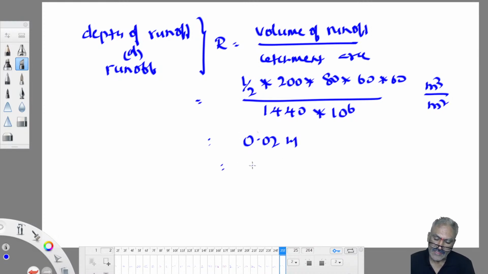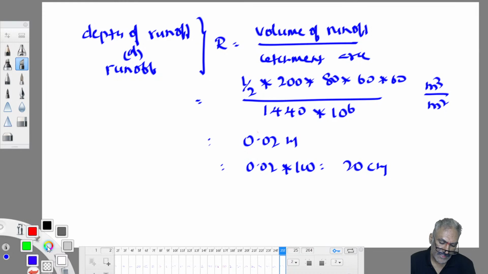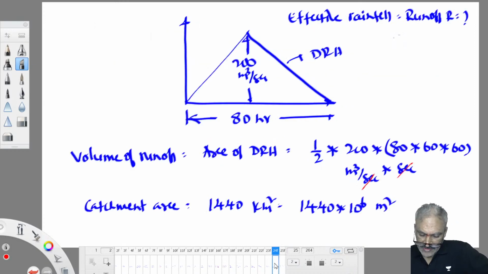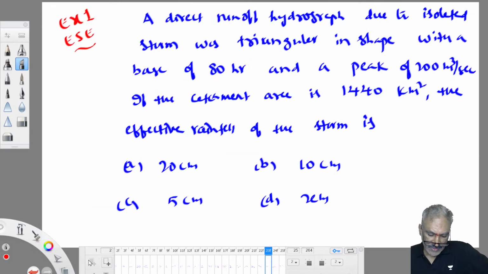So how to convert meters into centimeters? Multiply with 100. Then this becomes centimeters, 20 centimeters. 1 meter is equal to 100 centimeters. Therefore, to convert meters into centimeters, multiply with 100. Millimeters means 1000. Now verify with the given options. Is 20 centimeters there or not? Exactly, this is the answer for that question.